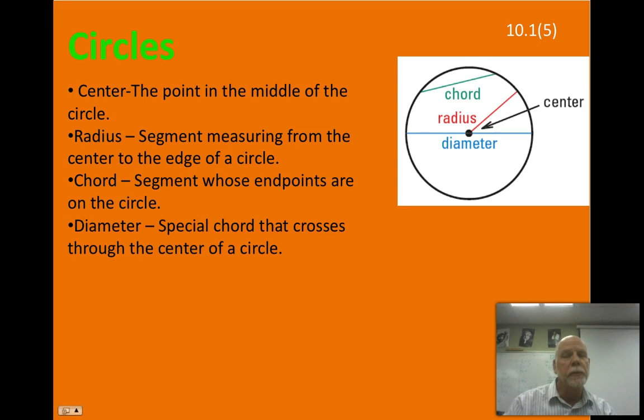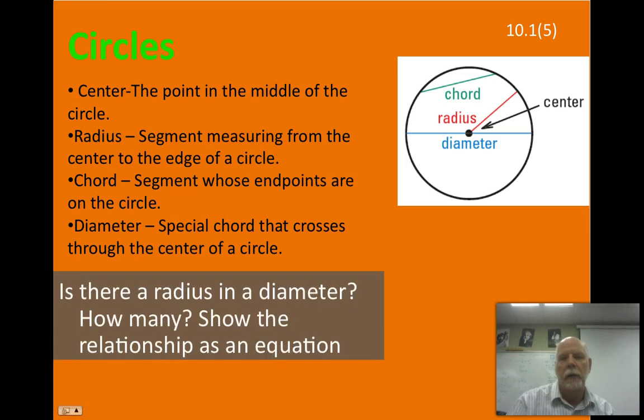A very specific chord is a chord that crosses through the center of the circle. That kind of chord is called a diameter. A diameter is defined to be a chord, and as long as that chord passes through the center, then it is a diameter. And of course, we have a special relationship for a diameter. The question here is, is there a radius in a diameter? Yes, there is. We all know, I think, that a diameter is made up of 2 radii.